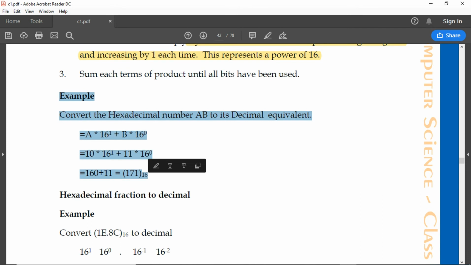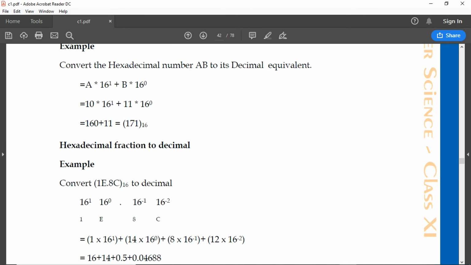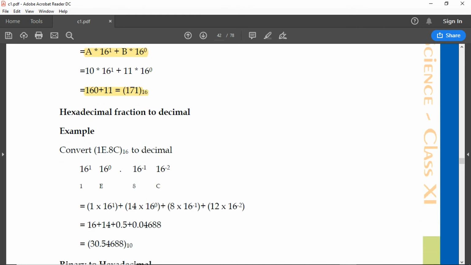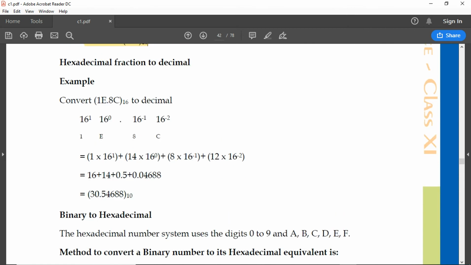Example. Convert the hexadecimal number AB to its decimal equivalent. Equals A times 16^1 plus B times 16^0, equals 10 times 16^1 plus 11 times 16^0, equals 160 plus 11 equals 171, base 10. Hexadecimal fraction to decimal. Example. Convert 1E.8C base 16 to decimal.